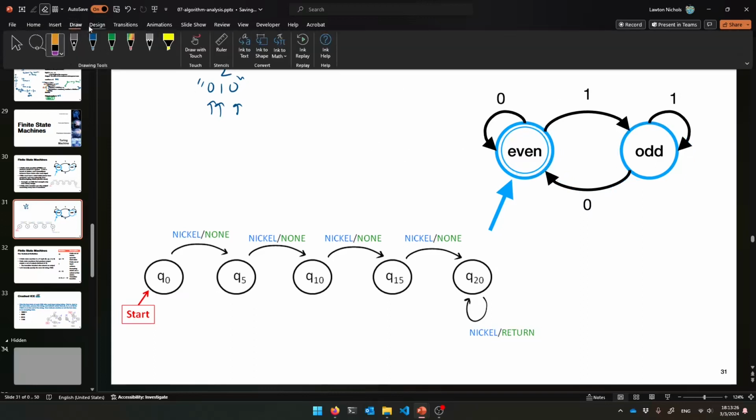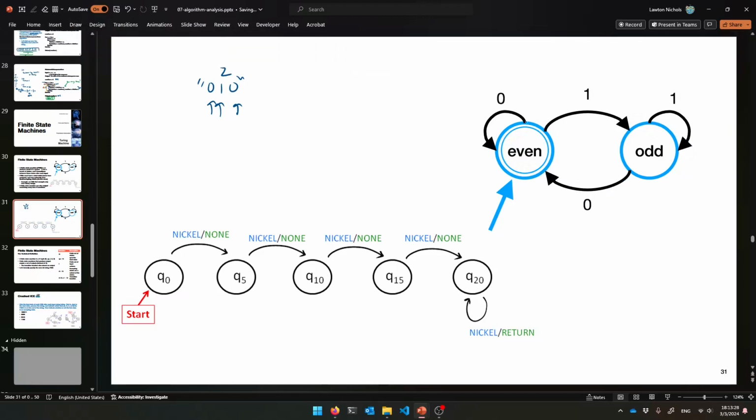So if you put another 1, that would bring you back to an odd number, because odd numbers end with a 1 in binary notation. So this is accepted because we ended in this state. All right, we started in even, we ended in even. I hope that makes sense. That's how that one works.